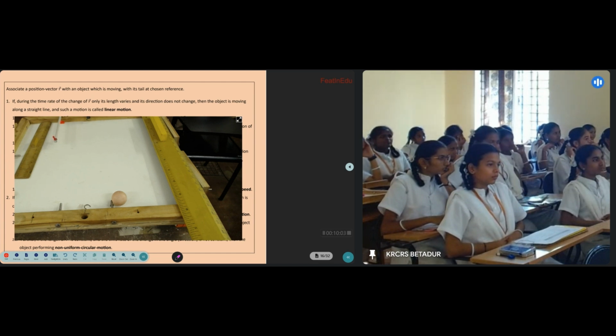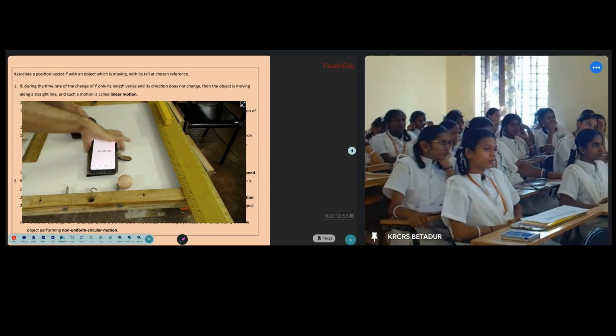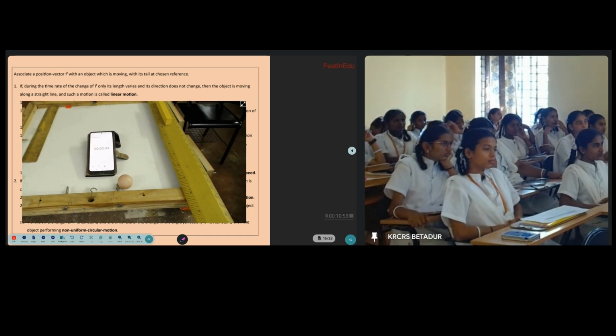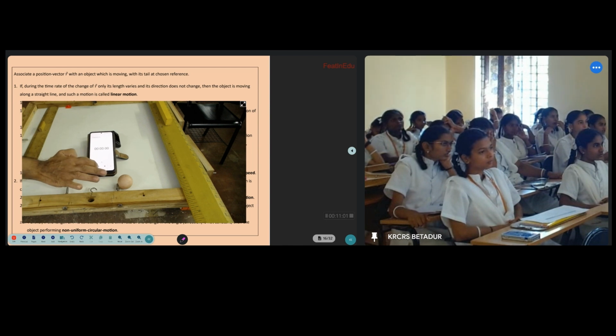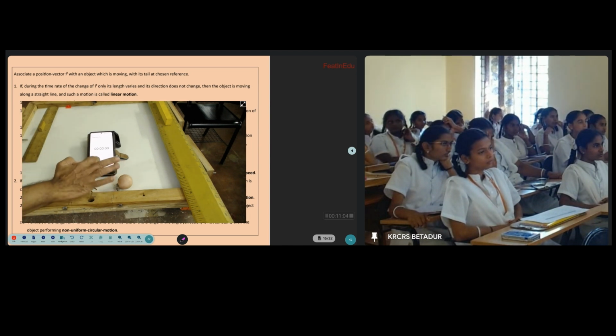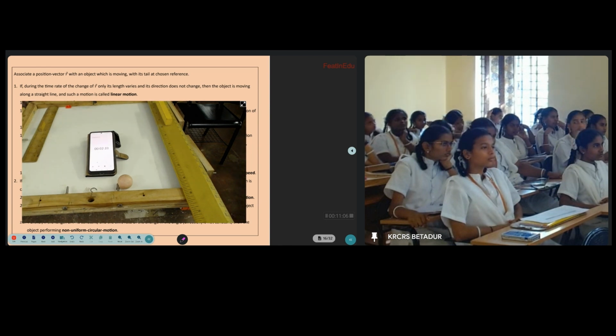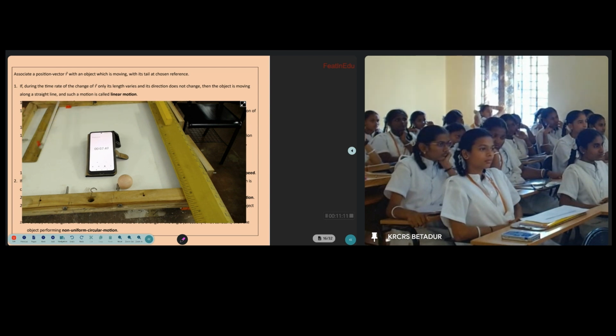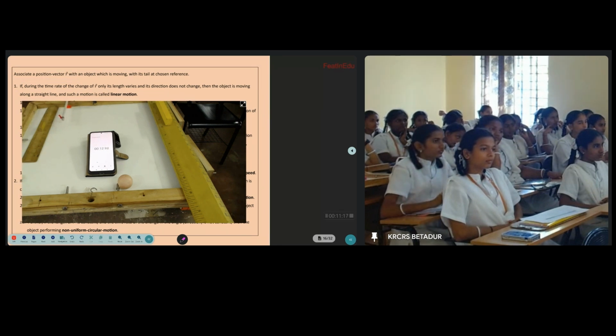Now, what am I going to do? See, the time rate of change. Now, time rate of change, I will explain this to you. This is the stopwatch. I am starting the stopwatch. I hope you are able to see that, right? So now I have taken the object associated with the position vector. As the position vector moves, what is changing? What is happening?